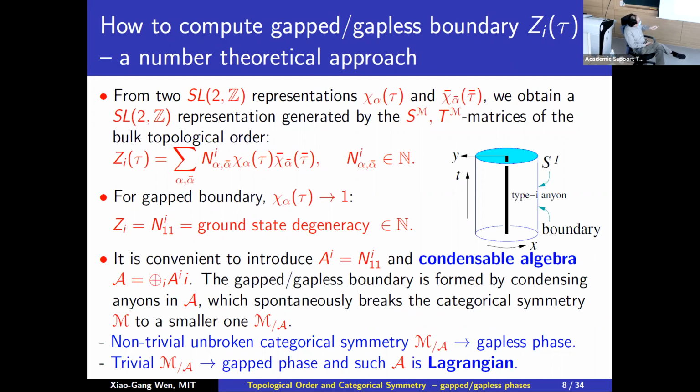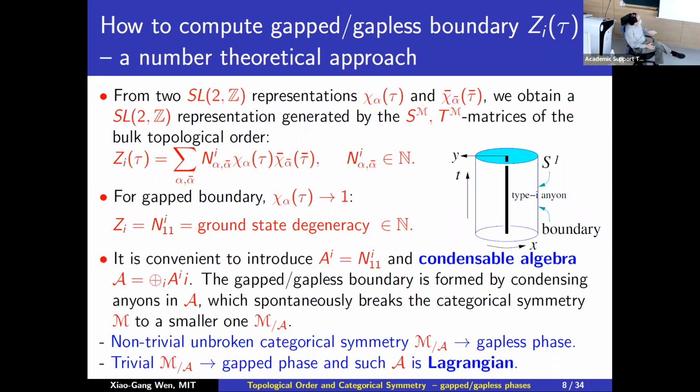So therefore this A_I corresponds to N_i11, and we call this a condensable algebra because it only depends on the anyon label. We can formally write this as a composite anyon, a direct sum of several anyons, but how many times each I appears depends on this A. And the A_I is a non-negative integer. So it is just a direct sum of several other anyons. This kind of composite is very, very important. In this way, we introduce this condensable algebra.